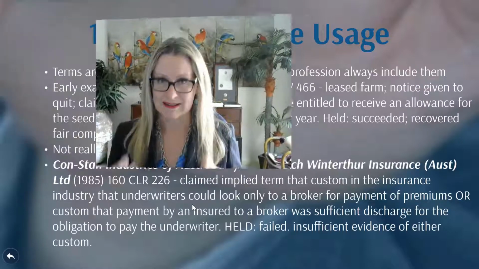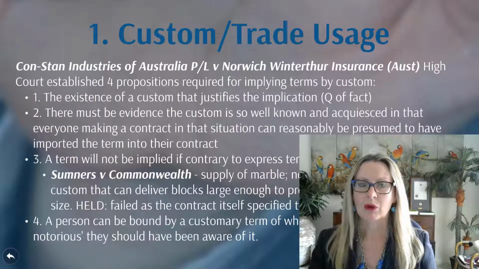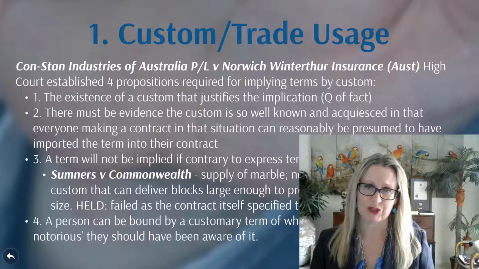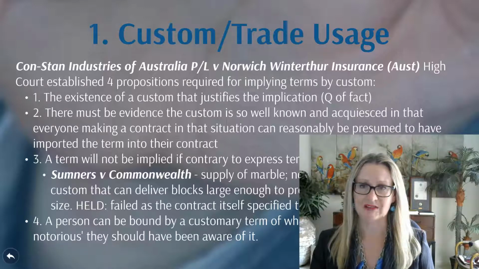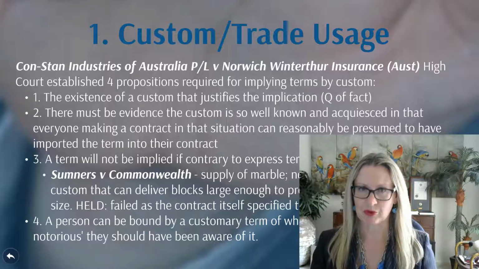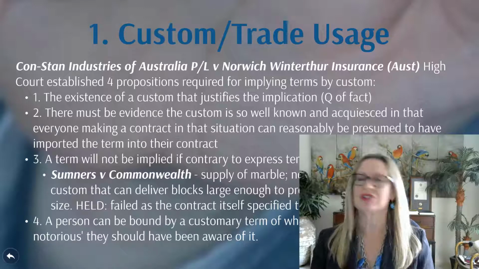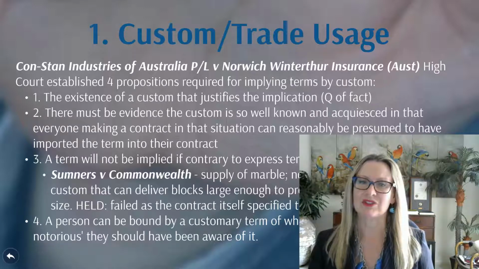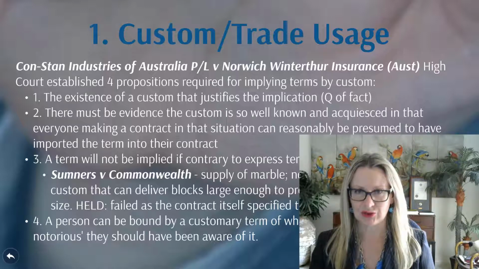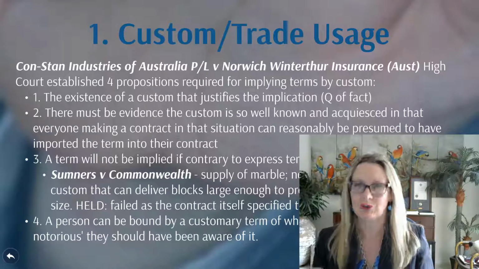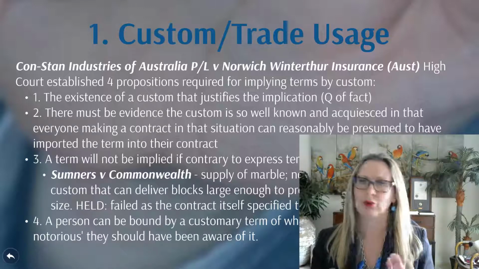So why is that? Well, the court established four propositions that have to be satisfied before you can imply a term on the basis of custom. Firstly, obviously, and here is your exception to the parol evidence rule, you have to get sufficient evidence before a court to show the existence of a custom that justifies the implication of the term. It's a question of fact. You've got to have the evidence for the court to determine on the facts whether or not there is this custom.